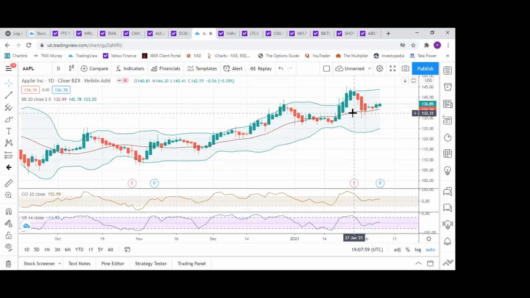Number two, the momentum is decreasing. Number three, the Bollinger Band is also telling you, okay, this might be a time to exit. So you need to plan your things accordingly and look from different perspectives. That's what I had to add.